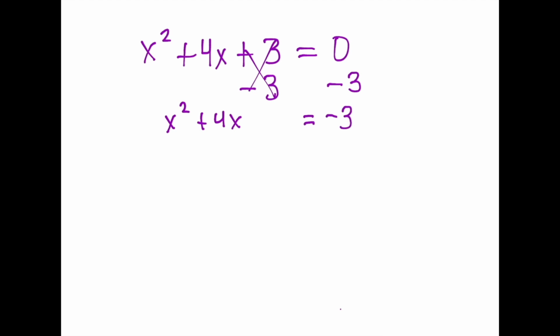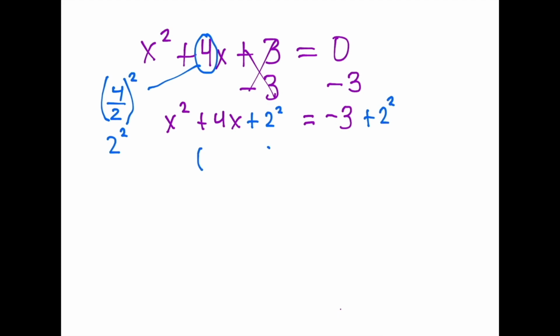Now we can complete our square. The first step is to take half of the middle number, 4 divided by 2. We're going to square that. 4 divided by 2 is 2, so we have 2 squared. And we're going to add that to both sides. We have to add it to both sides to keep the balance.